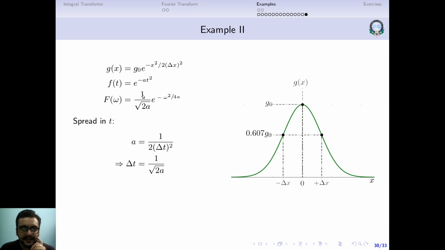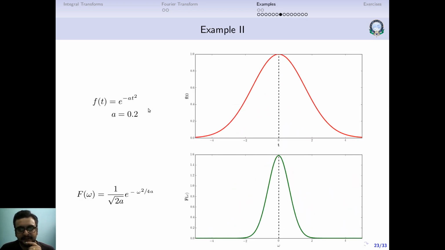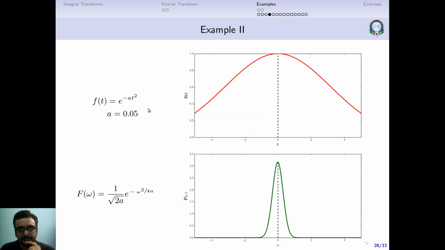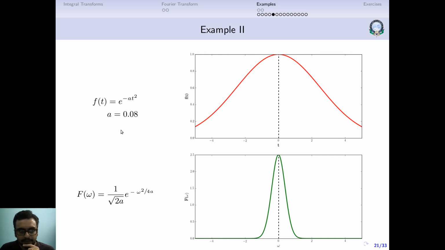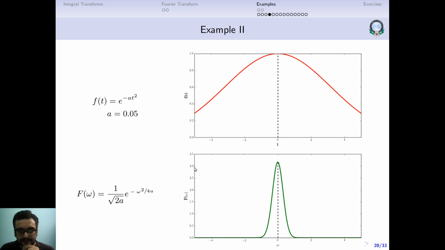In the same way we can find out the spread in the other variable, which is omega. So compare this again. g naught is the maximum value here, and the maximum value is 1 by root over twice a. Of course, in this case the maximum value depends on the value of a. You can see the maximum value of the Fourier transform does not remain the same everywhere. Here the maximum value is around 3 when a is 0.05.